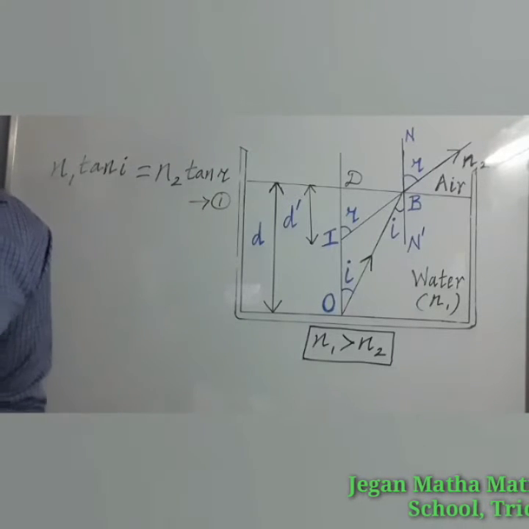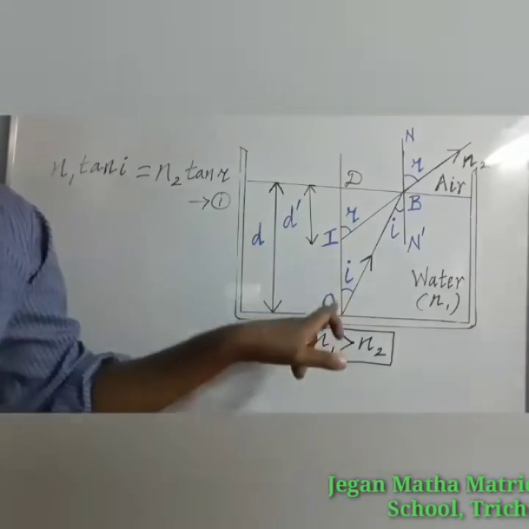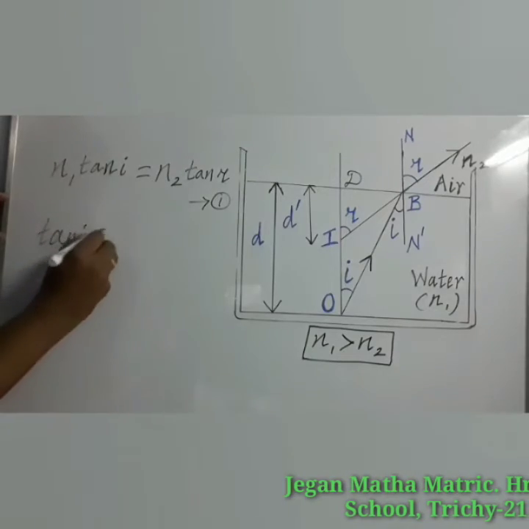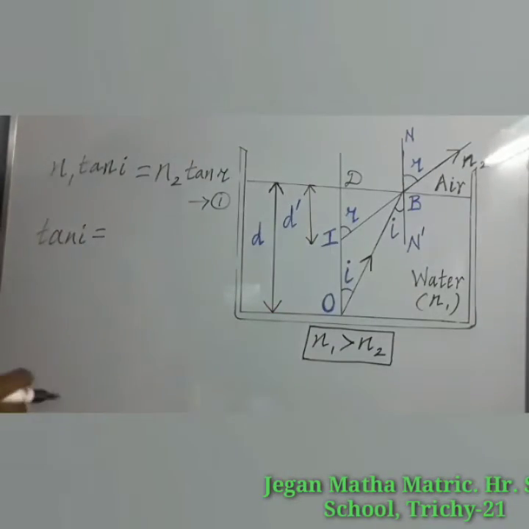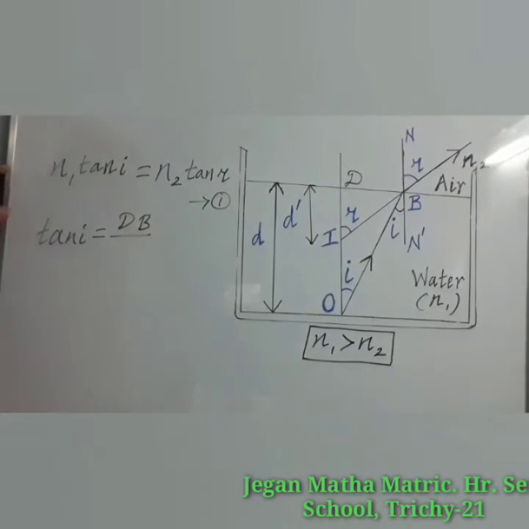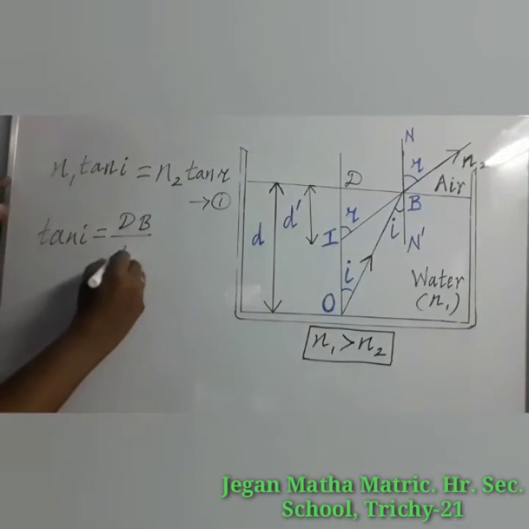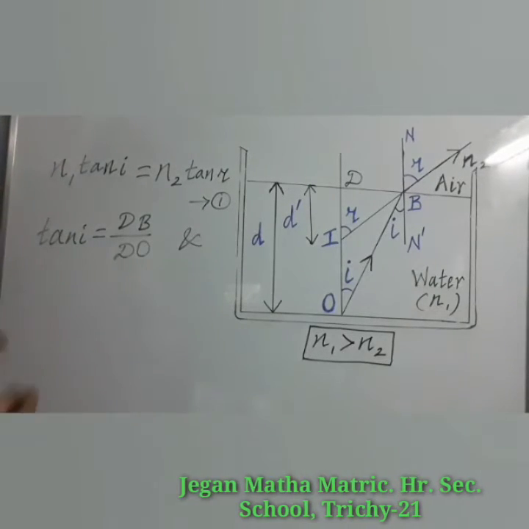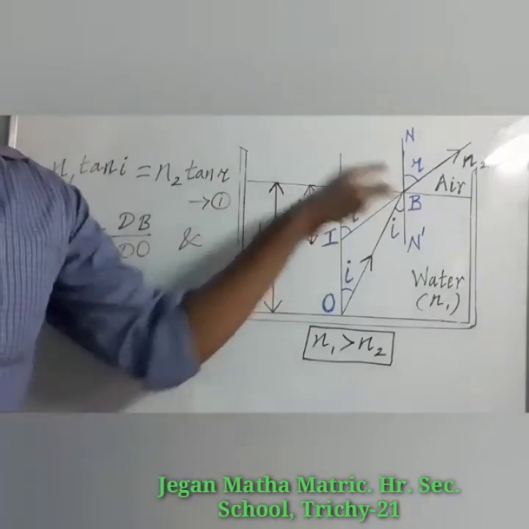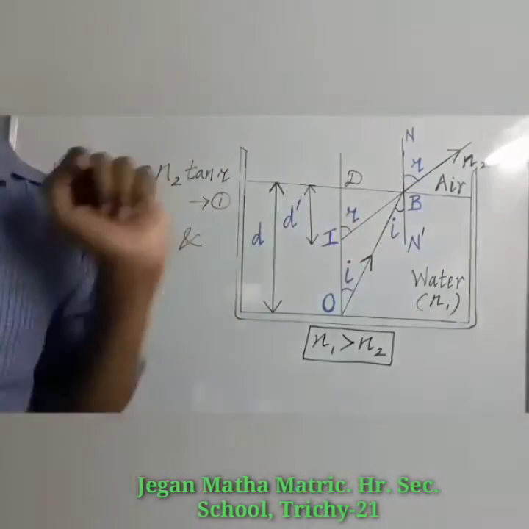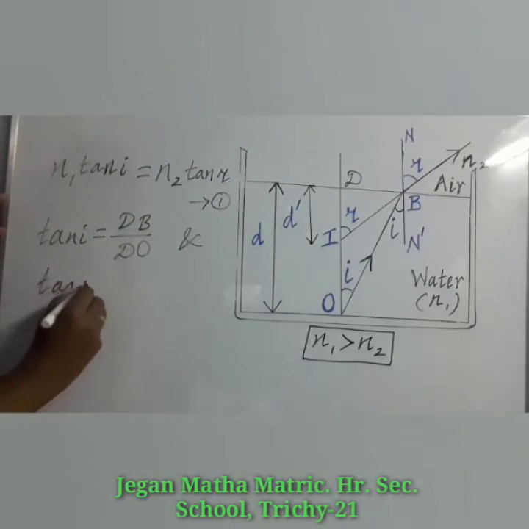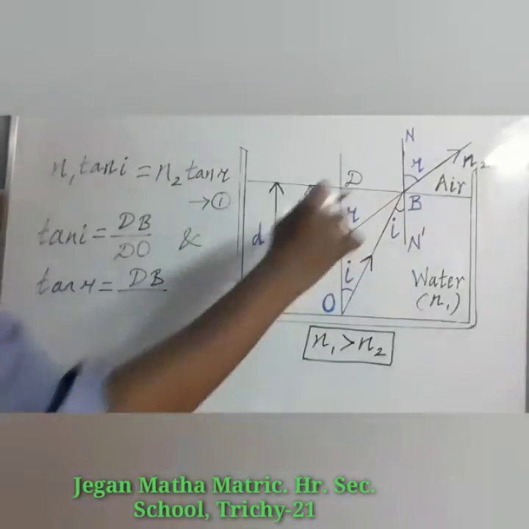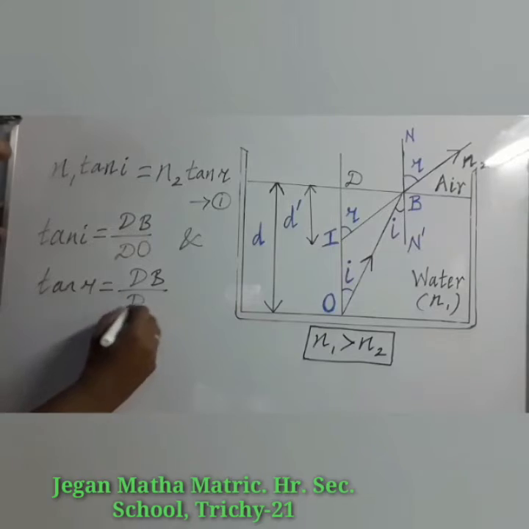Now let us take the triangle DOB. There I am going to find tan i. So tan i is equal to opposite side DB by adjacent side DO. Likewise, we are going to take another triangle. In the triangle DIB, we can find the tan r value. So tan r is equal to, once again, opposite side DB. In this triangle, what is the adjacent side? DI.